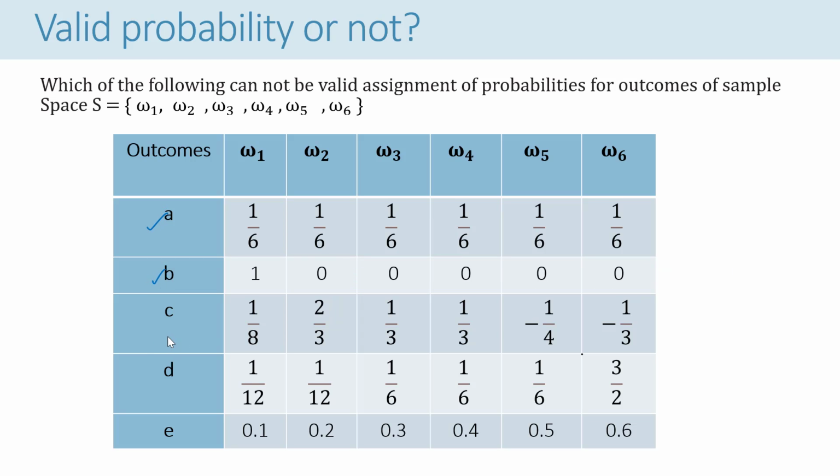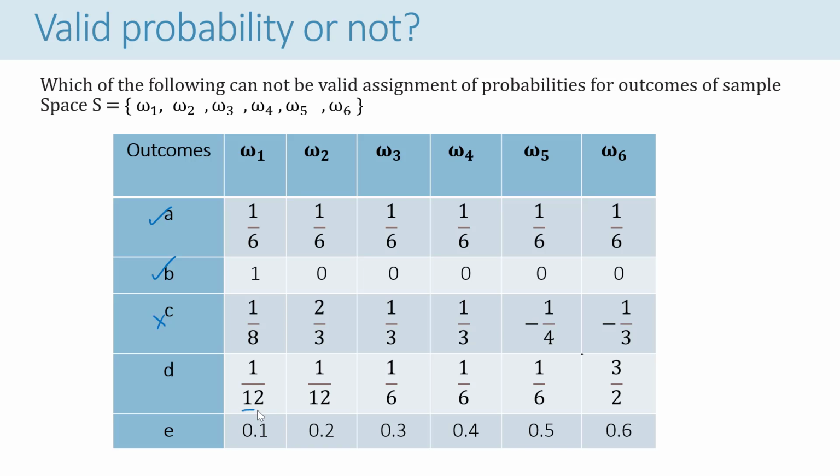Let's move on to the next question. If you take a look at all the probabilities, do you see anything odd? If you see the probabilities of the last two outcomes, they are negative. Can the probability be less than 0? No. Probability cannot be less than 0. So this is not a valid assignment of probability.